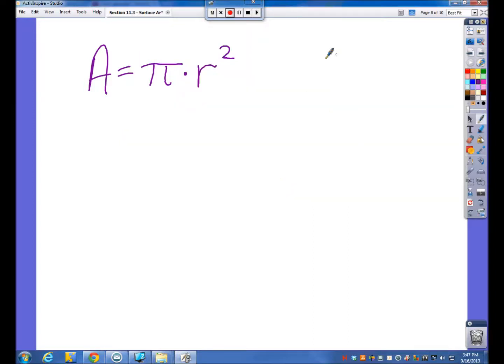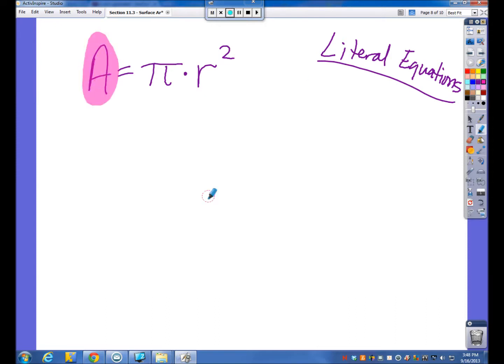All right, we're going to look at some examples of what exactly literal equations are and how to solve them in terms of other variables. First, we're going to start with the area formula for a circle, pi r squared. It's really pi times r squared, or pi times radius. But right now, notice that this equation is in terms of A, in terms of the area.